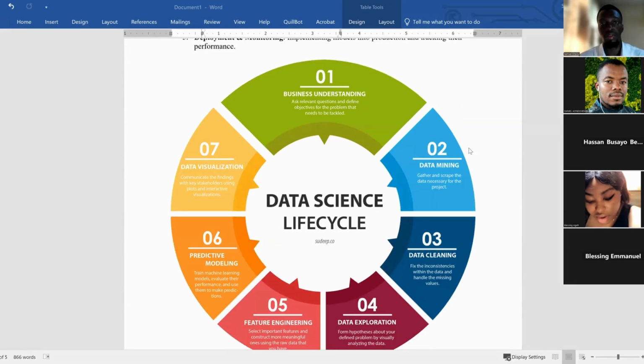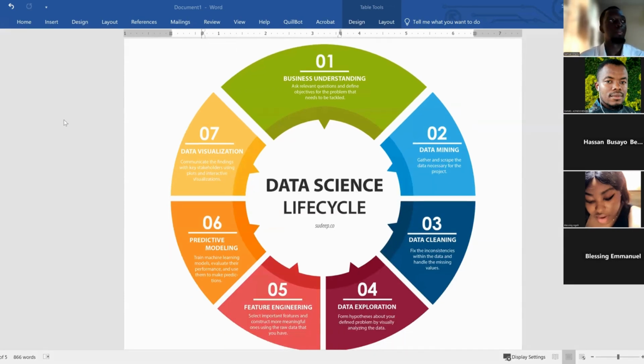So now let's look at the data science lifecycle. This is very important. I've already explained what data science is: bringing these three major things together, statistics, computer science, and your domain expertise. But now, what does it entail to be a data scientist? Now you're a data scientist and you're working for a firm. What are the things that are expected of you?